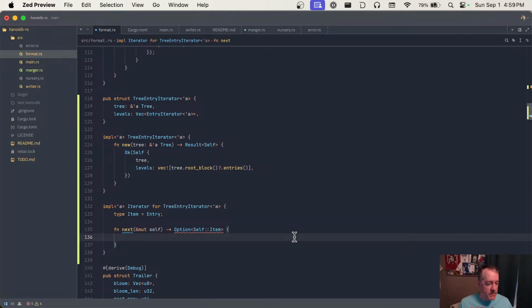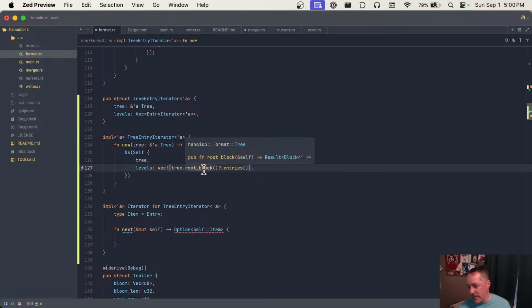Okay, so our very first thing is we want to get to the leaf node. If we're not at a leaf node, we want to get to a leaf node so we can be iterating over the entries, right? So if we're at the root block, it might be an internal node. Probably is.